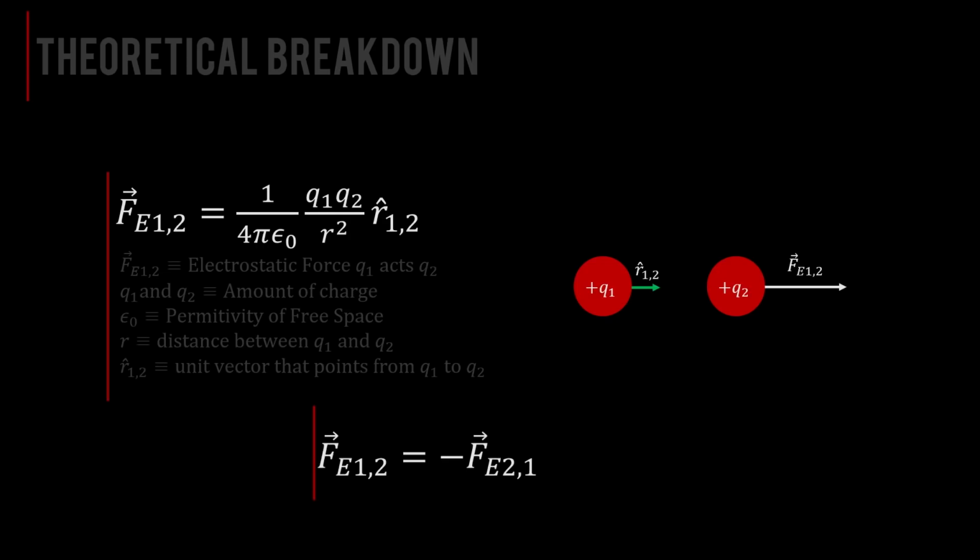Now, we could also see that via Newton's third law, whatever force Q1 acts on Q2 is going to be equal and opposite to the force that Q2 is going to act on Q1. And so we can see in our diagram here that this force F sub E 2,1 is going to be equal and opposite to F sub E 1,2.